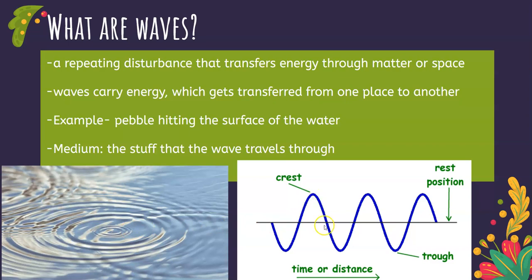And you've got the different parts of a wave. You've got the crest at the top, the trough at the bottom. This middle line is the resting position. Think of that kind of like zero. And then how high these things are is the amplitude. How wide apart they are is the wavelength.